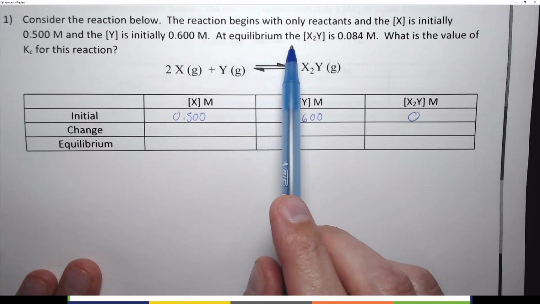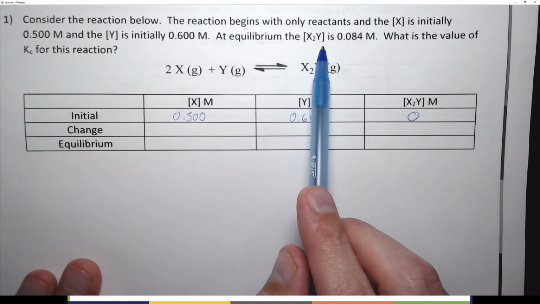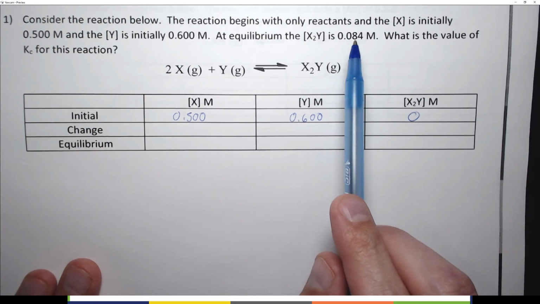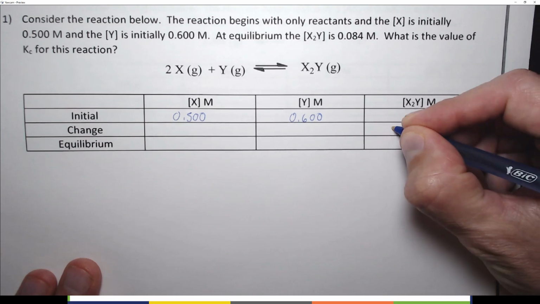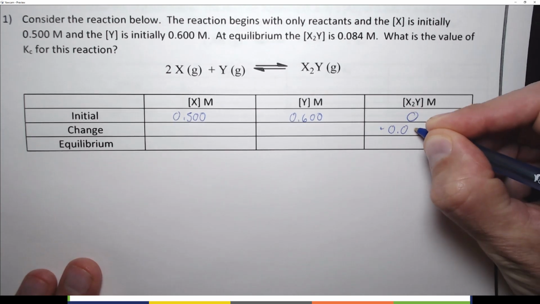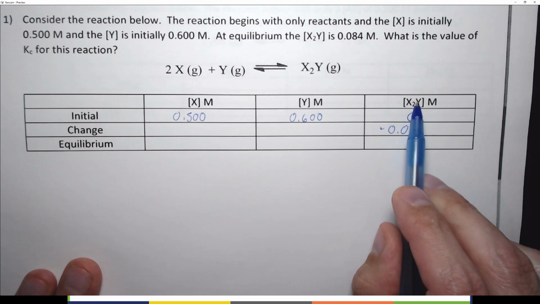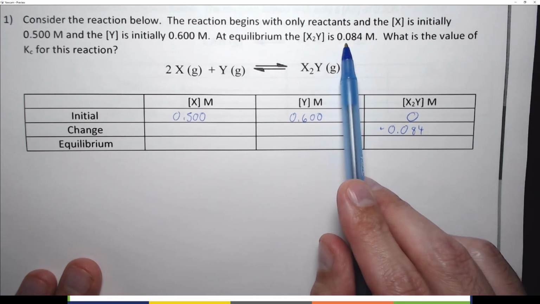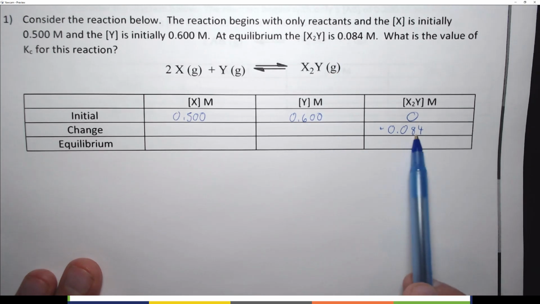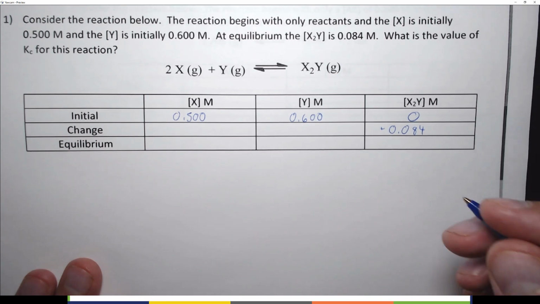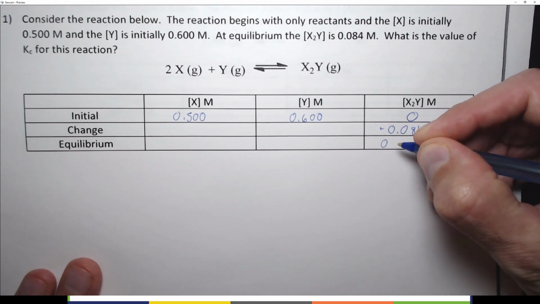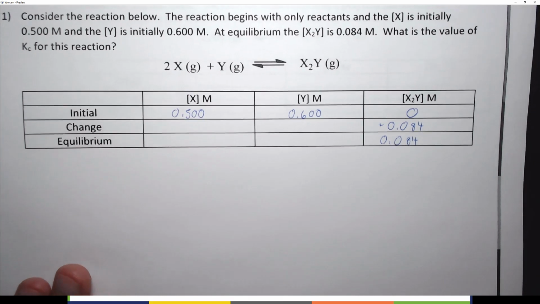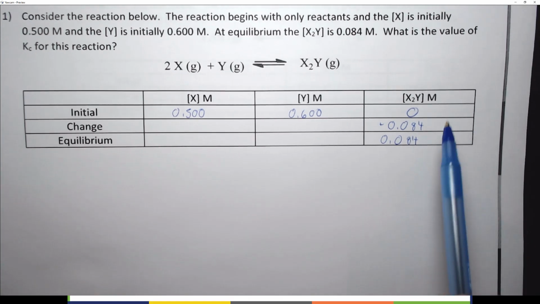At equilibrium, the concentration of X2Y is 0.084 molar. So in order to do this, we can add 0.0 plus 0.084 molar X2Y. If the concentration was originally 0 and it was finally 0.084, it means we added, the change is plus 0.084 molar. And we finally get the equilibrium concentration of 0.084 molar.